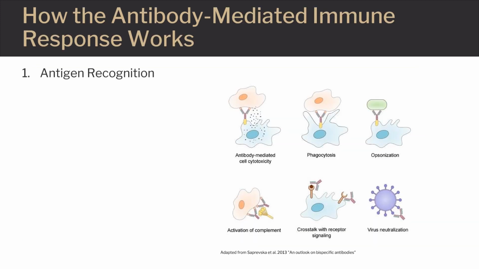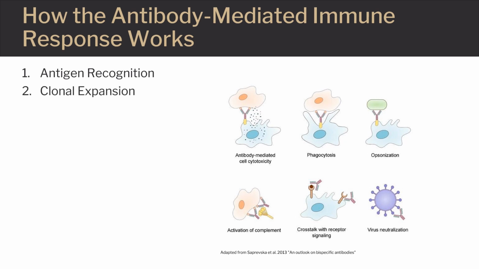1. Antigen recognition. B cells have specific receptors on their surface that can recognize and bind to unique molecules on the surface of foreign invaders, called antigens. Antigens are typically proteins or other large molecules found on the surface of pathogens.